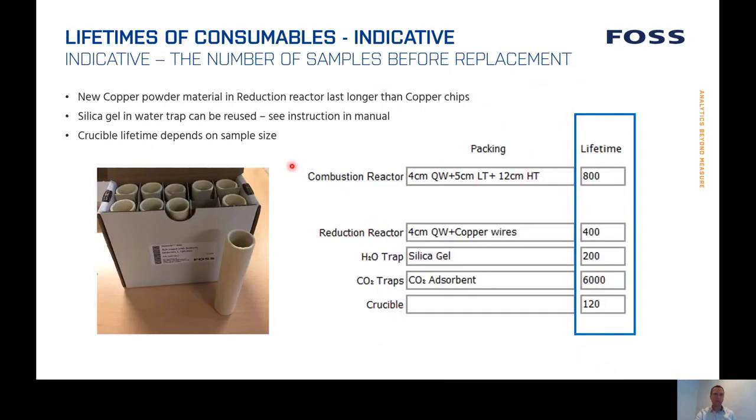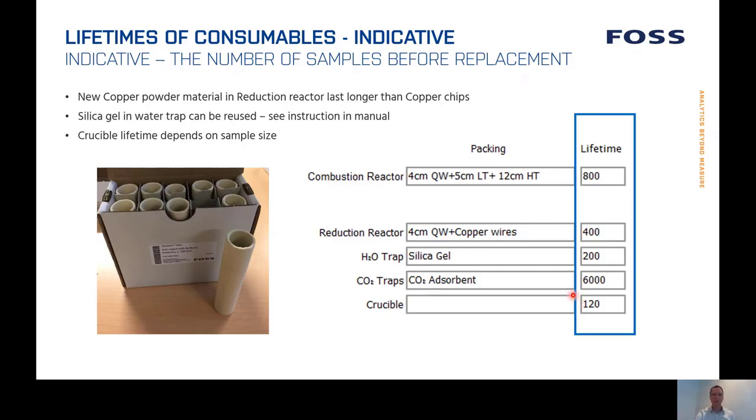Here there is a picture of the crucible, and it can consist of 120 samples if it's solid samples and not so much weight in the tin foils. But if it's liquid samples where you have the sorbent, then the lifetime can be adjusted. All these warnings can be set in the software depending on the usage.